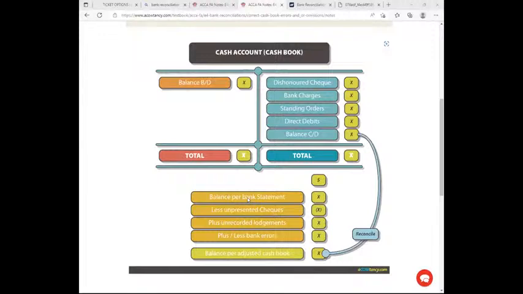We less unpresented checks. Those checks that I told you I give to my lecturers, but they have not presented for payment. So I must deduct them there. And then I will add any unrecorded lodgements. If there are any errors, if you get your bank making errors, that's not a very serious bank. Good banks should never make errors. This entry here, we should not be thinking about it a lot.